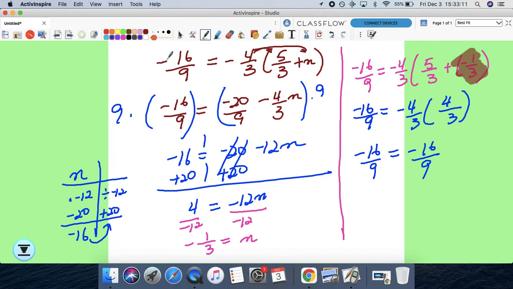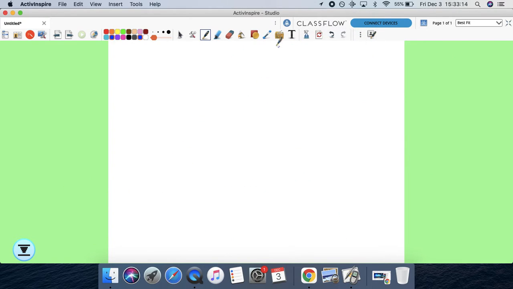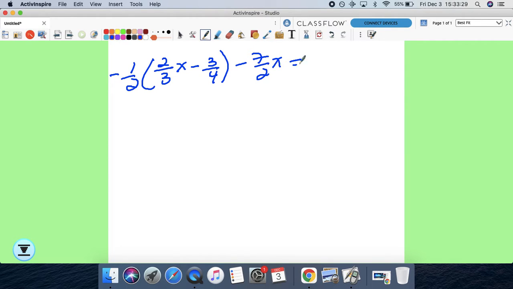So that one was number 8. Number 16: negative half times 2/3 x minus 3/4 minus 7 over 2 x equals negative 83 over 24. Ugh, I'm already not liking the numbers. Make sure I copied everything okay. All right.